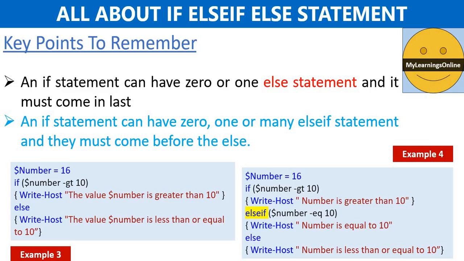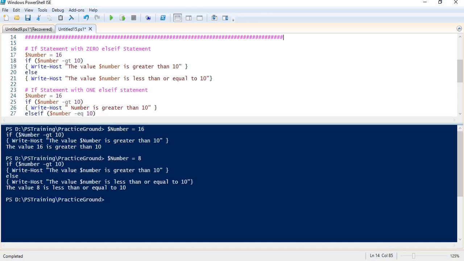In case you are not aware about switch statement, don't worry, we will be discussing switch statement in details in coming videos. In third example, we are not using any else if statement because we are not evaluating any additional condition. But in fourth example, we are using one else if statement because we are evaluating an additional condition. Now let's see a quick demo.